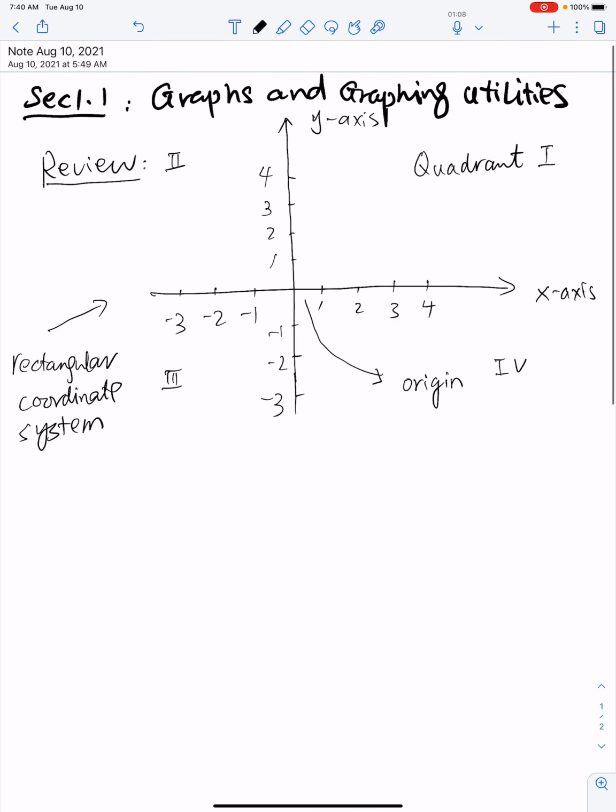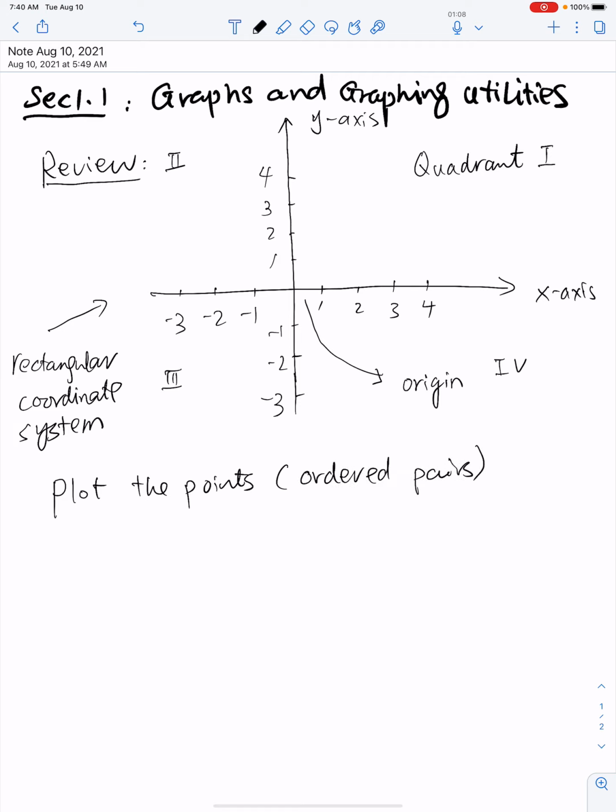The next thing we want to learn here is how to plot points. What are points also called? Ordered pairs. For example, where is (2, 4)? What does 2 mean? What does 4 mean? The 2 means the x coordinate, and the 4 means the y coordinate.